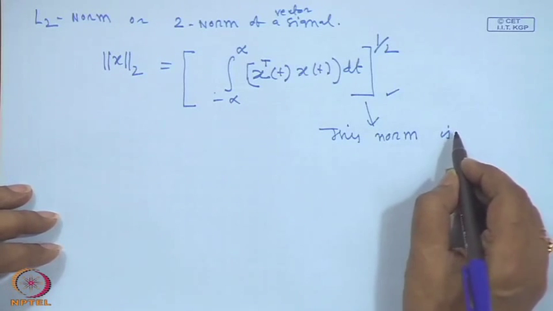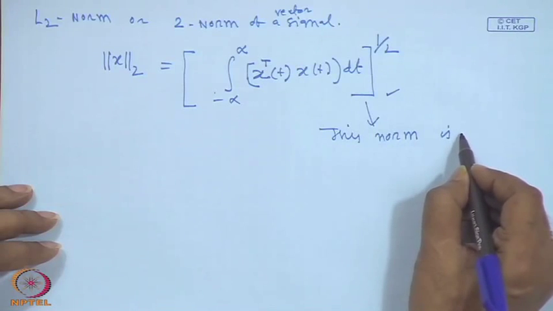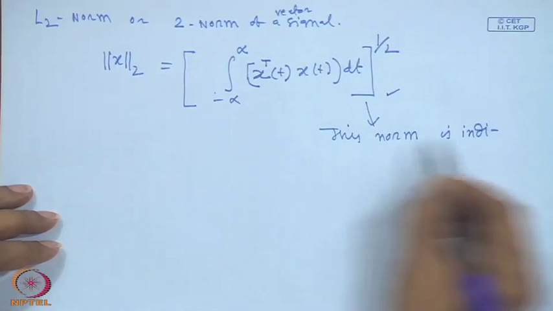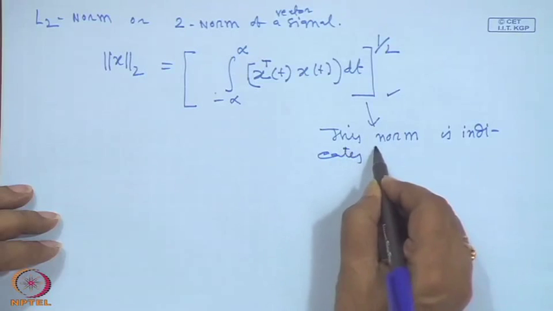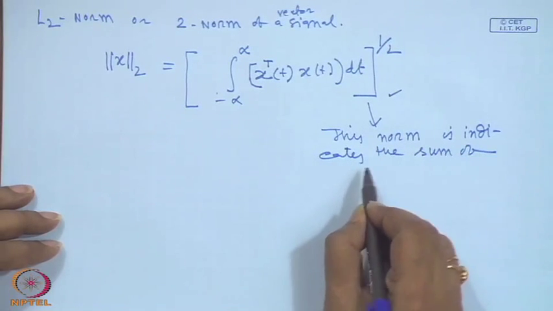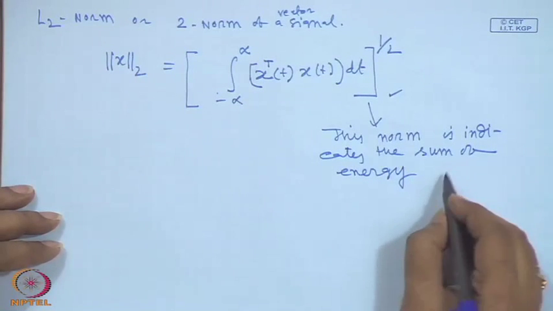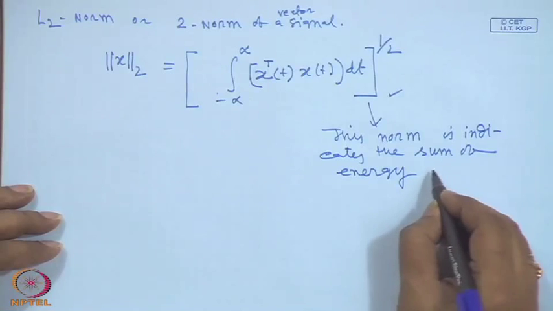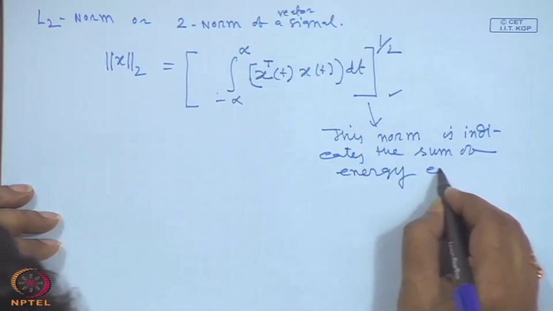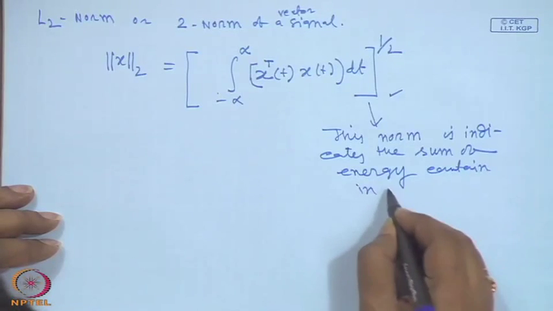So this norm indicates the sum of energy contents in the vector signal.